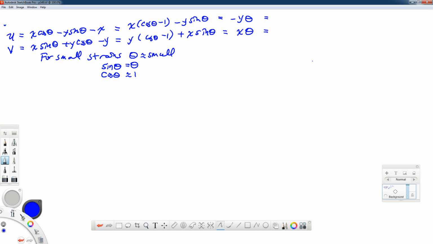Now if we recall from the beginning of our discussion, the angle theta is equal to the twist rate times the distance down the length of the bar. So we can write this in terms of twist rate as minus beta yz and plus beta xz.